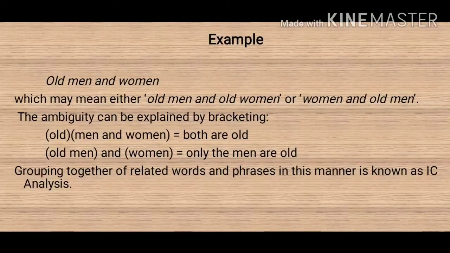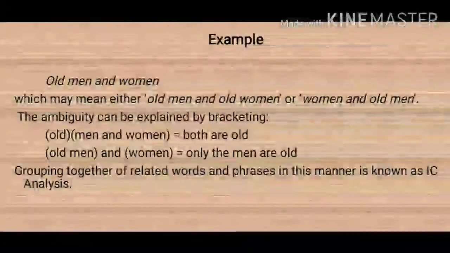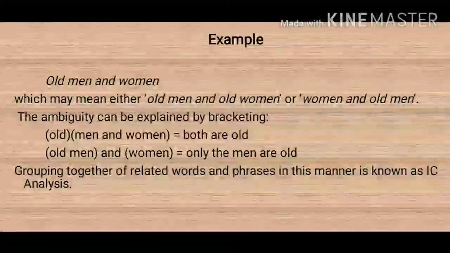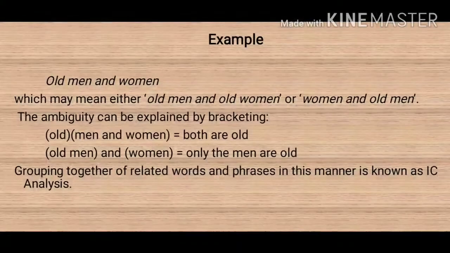Now, as an example, let us consider the construction "old men and women", which may mean either old men and old women or women and old men. The ambiguity can be explained by bracketing. We can make out the meaning in two ways.